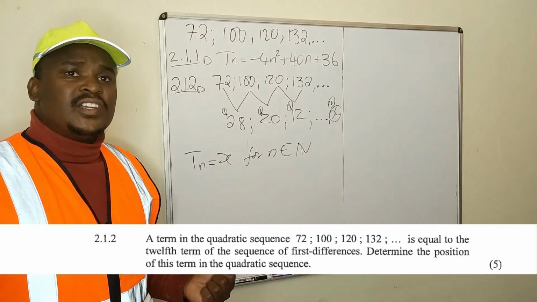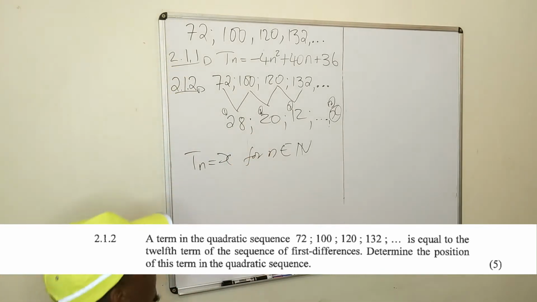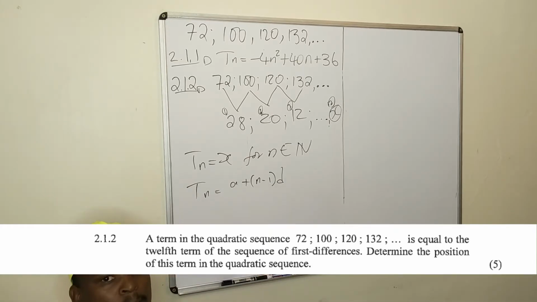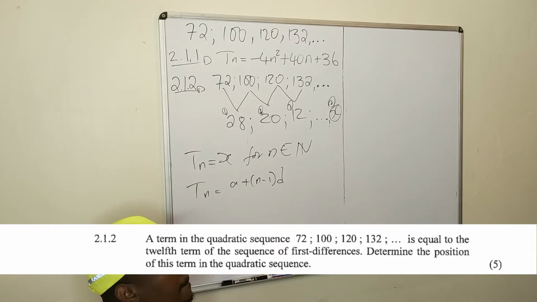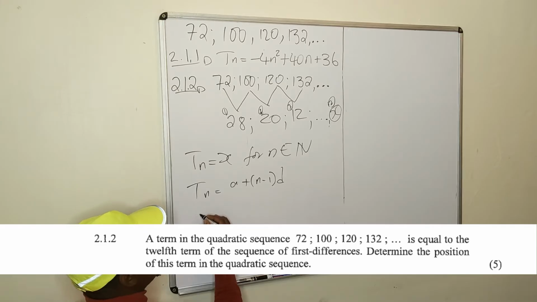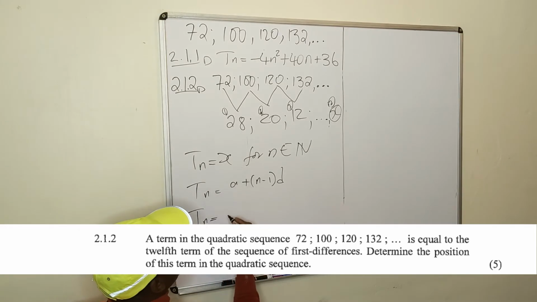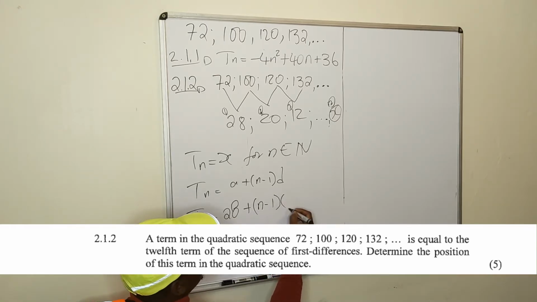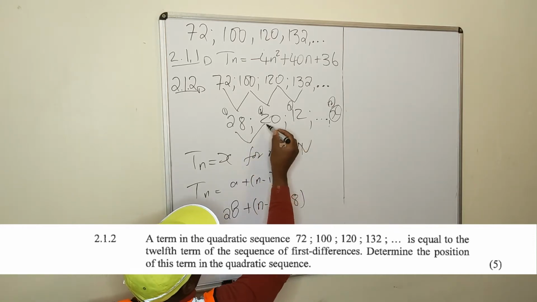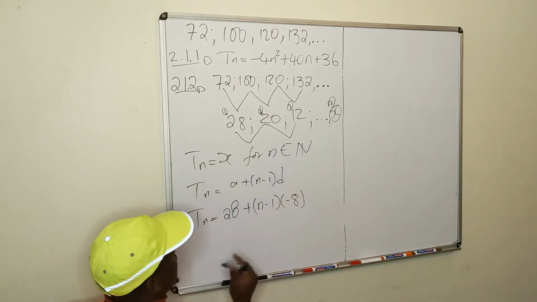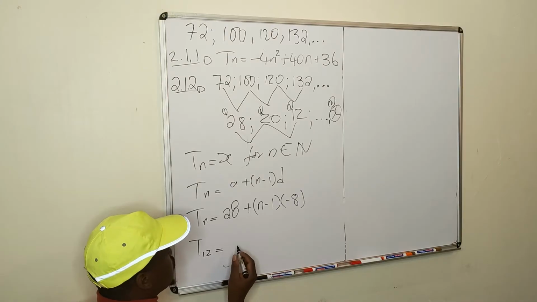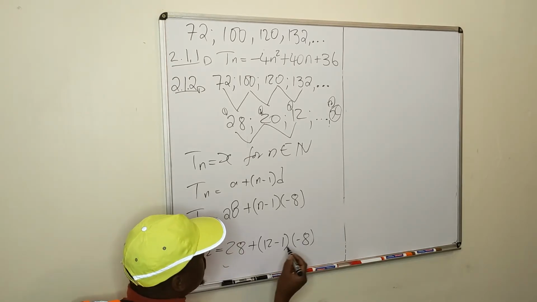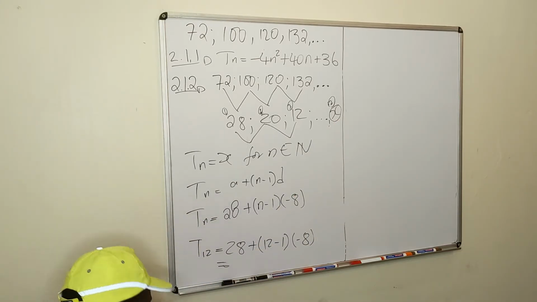There are many ways you can do this. The first one, you can say Tn is equal to a plus (n minus 1) times d. This is the nth term for an arithmetic sequence. Then Tn is equal to a, where a is 28, the first term here, plus (n minus 1) times d, and your d was minus 8, which is the difference we found in the previous question. So now, if you want the 12th term, T12 is equal to 28 plus (12 minus 1) times minus 8. This will be the 12th term, that term there. So you find its answer.